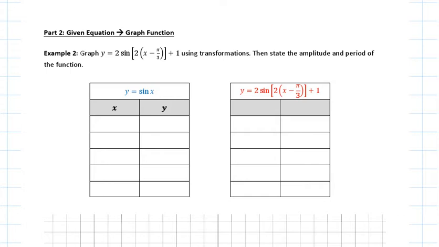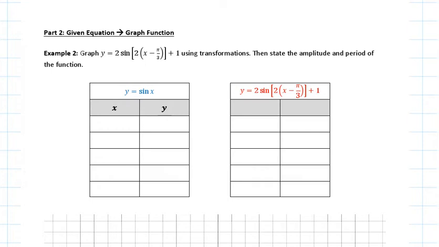So the next question is asking to graph y equals 2 sine (2x minus pi over 3) plus 1 using transformations, then state the amplitude and period of the function. We're going to use the mapping notation here, and we're going to start with the original function, y equals sine x.